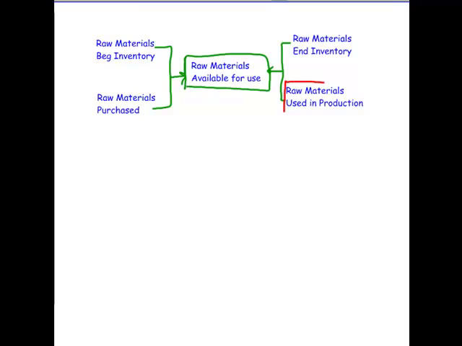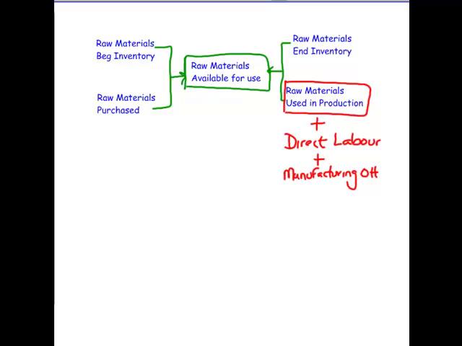What we do is we take the raw materials used in production and we add two things to it. We add direct labor and we add manufacturing overhead. So once we add manufacturing overhead and direct labor to the raw materials used in production, this gives us our total manufacturing cost. Once we have our total manufacturing costs, we can use this information to calculate cost of goods manufactured. When you're calculating cost of goods manufactured, you have to start with the work in progress, the work you had started at the beginning of the year, but you hadn't finished.